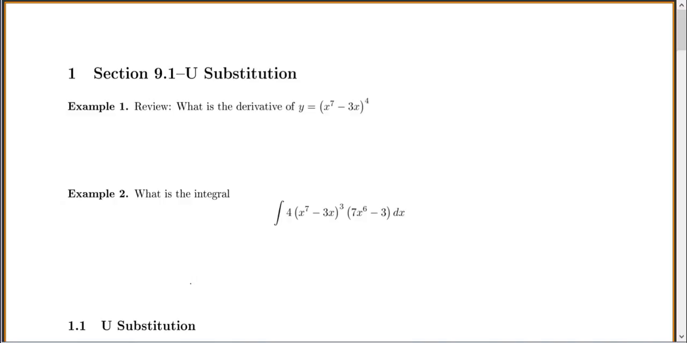How do we find the derivative of y equals x to the 7th minus 3x, all to the power of 4? So this is like a chain rule, right? We'd have to say, okay, what's inside the box? This would be my box on the inside. And then, okay, take the derivative of the outside.